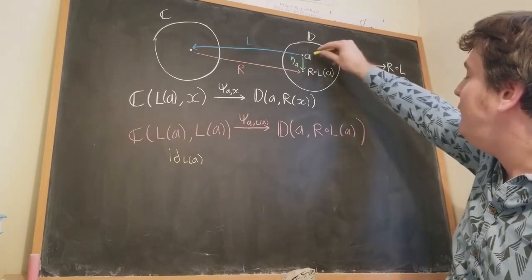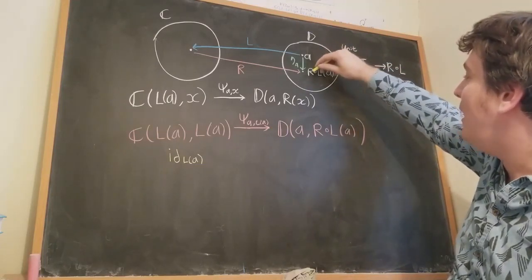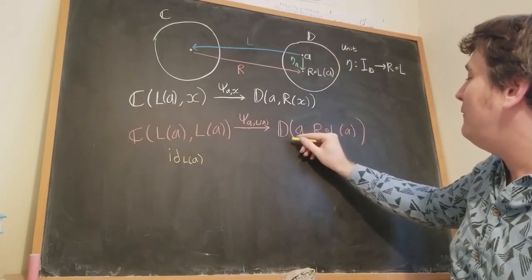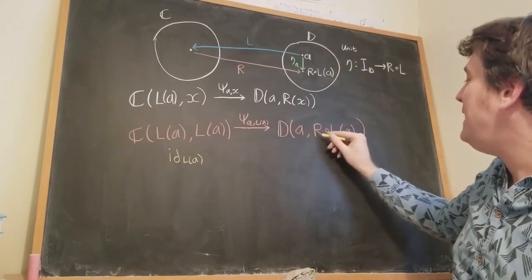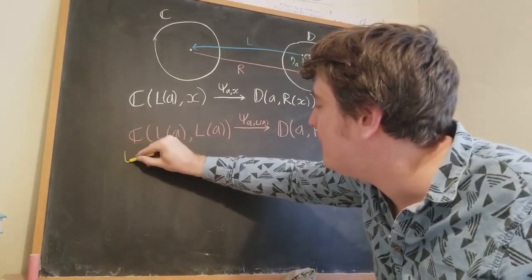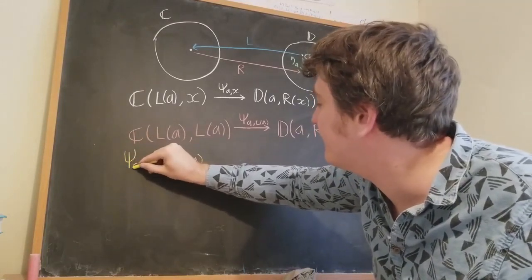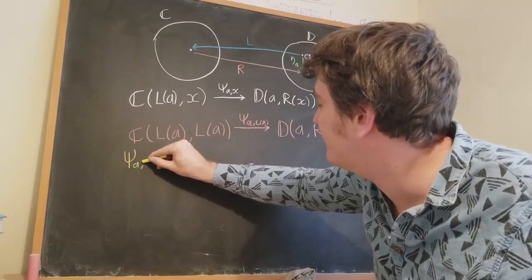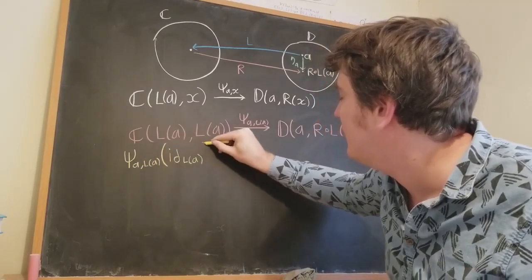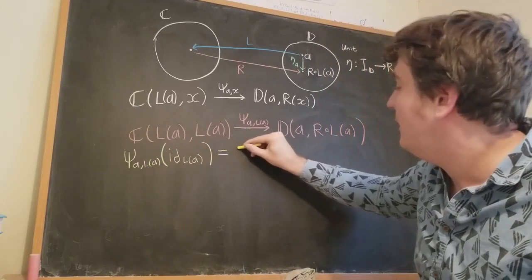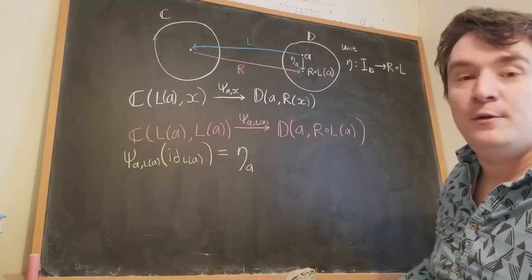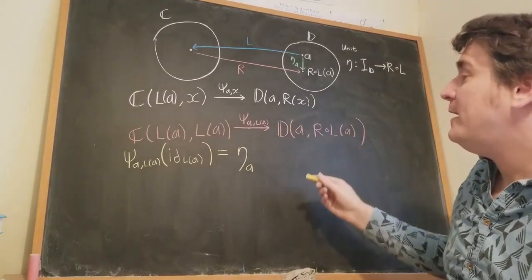And that makes sense. I mean, the A-th component of the unit goes from A to R after L of A. And so, you know, it's a member of this set of arrows in D from A to R after L of A. So what I'm saying here is that this gives us the A-th component of our unit. So this is the connection, okay?